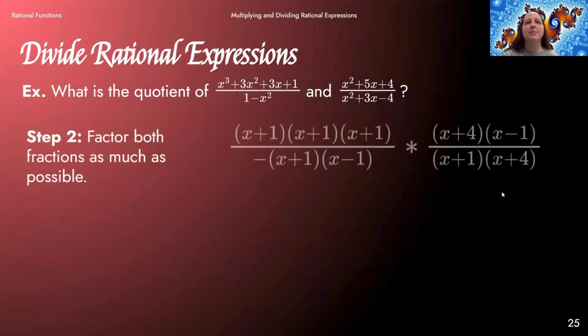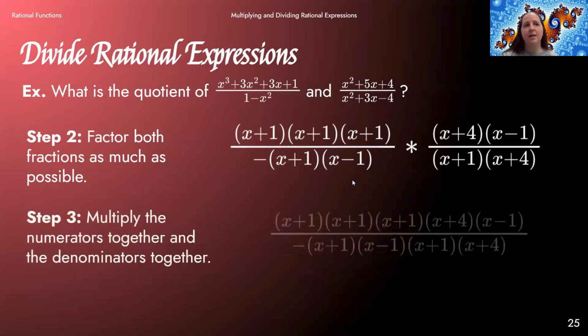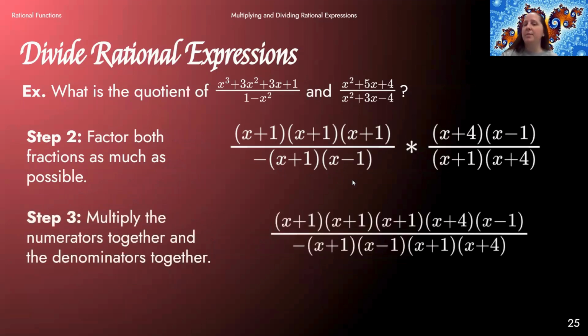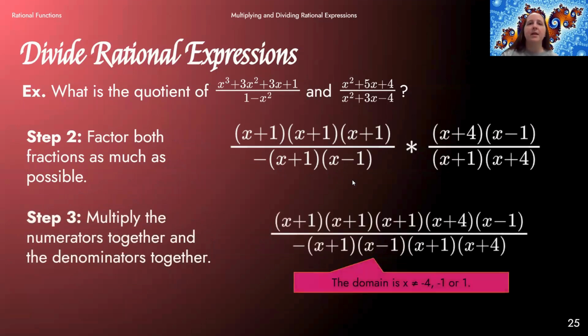Step 2 is to factor both fractions as much as possible. Now that I've done that, I'm going to follow the same exact steps that I did when I was multiplying. I multiply the numerators together and the denominators together. The domain here is what I'm looking for. Once I do that multiplication step, whatever is on your denominator is what your domain is going to be.